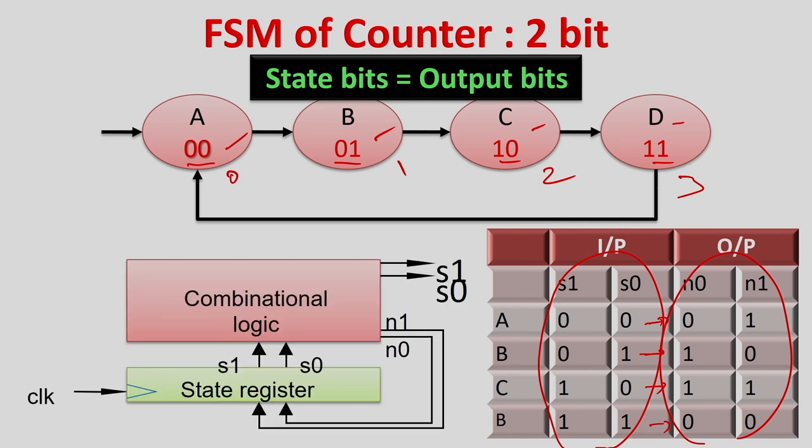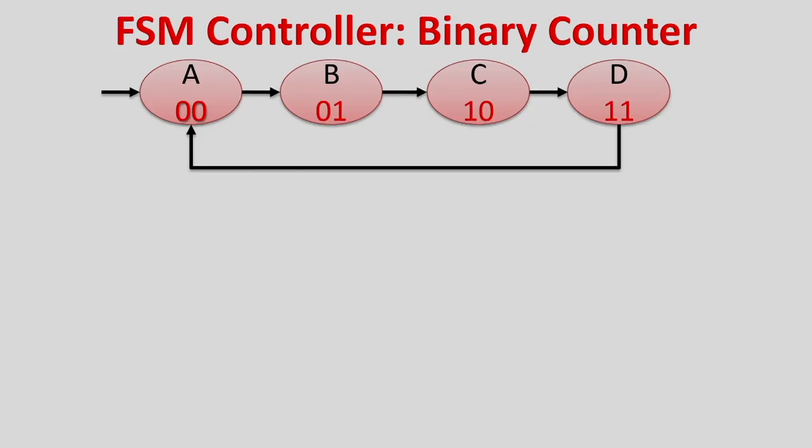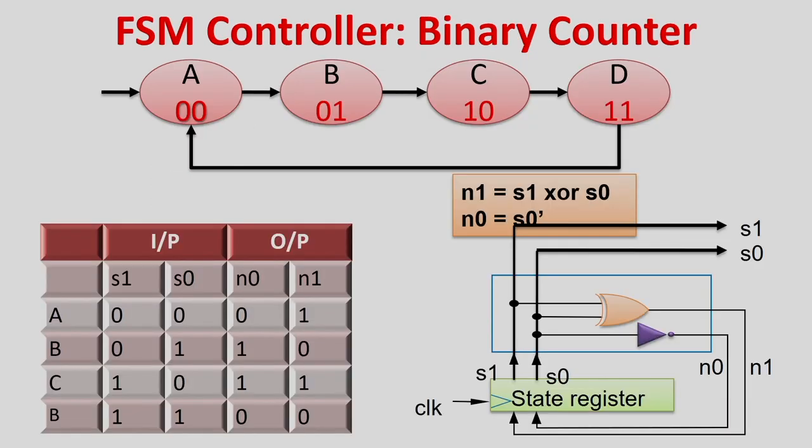If you implement this using the standard FSM implementation methodology, then the state register will by default be D flip flops, and you require 2 D flip flops. And what will be the combinational logic? We can generate the next state logic very easily. Already you have seen this. The next state logic is n1 is s1 xor s0 and n0 is s0 dash. That we have already designed in earlier classes. We are not repeating this.